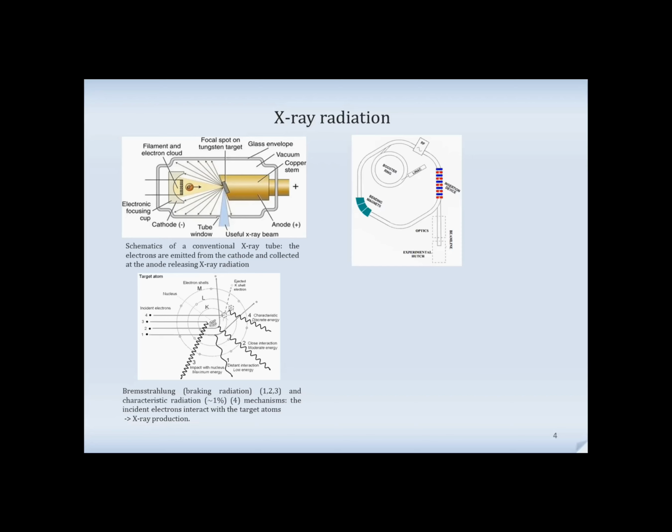But then people estimated that it can be useful for some purposes. So this is the scheme of a modern so-called storage ring synchrotron. The main parts are the linear accelerator, the booster ring where the electrons are accelerated, and the storage ring where we have the accelerated electrons.